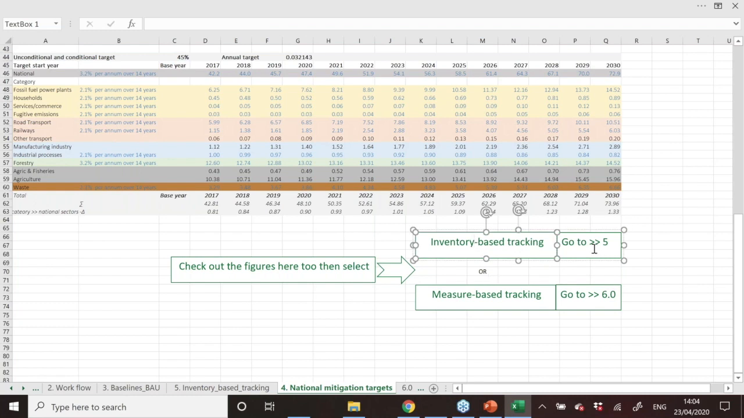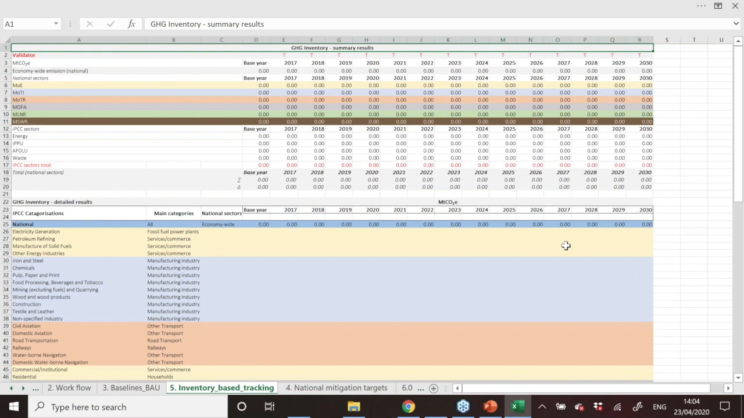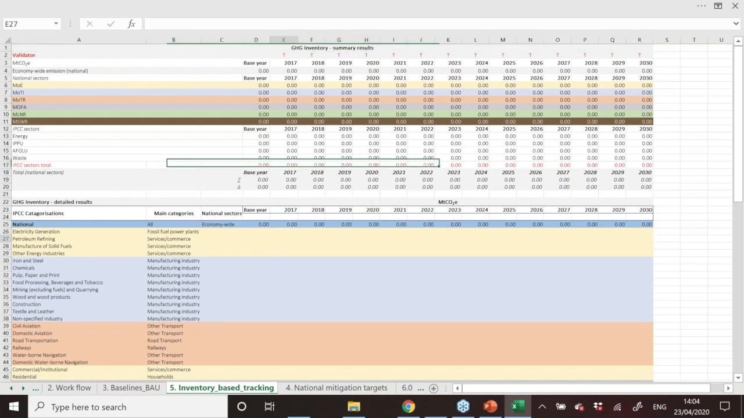After here, the user has the choice to either do inventory-based tracking or measure-based tracking. The inventory-based tracking simply depends on your GHG inventory result. When you put in your GHG inventory result for each year, and it's done per each sector, it generates the result automatically for the user, and then it compares it. The result compares what you have for each GHG inventory year with your projections and shows how you are deviating from your projected BAU emissions. That is the purpose of this.